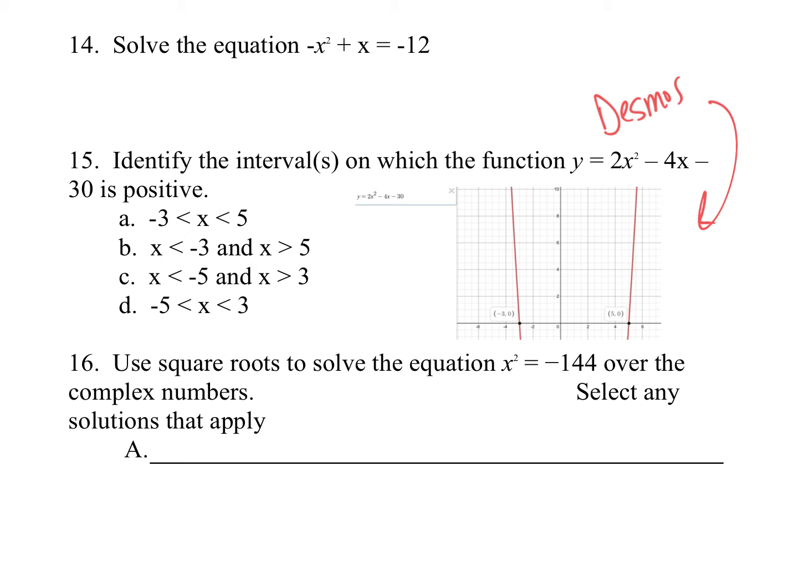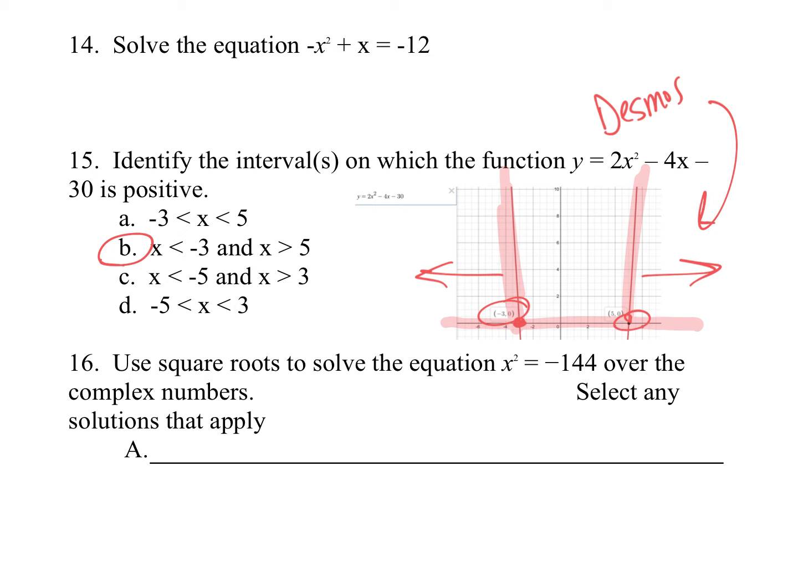But the important parts are where is it positive? And we are always positive above the x-axis. So we want everything that's above the x-axis, which is all of this and all of this. So when my x value is anything to the left of -3 or to the right of +5, then I'm going to be positive. That is answer B.